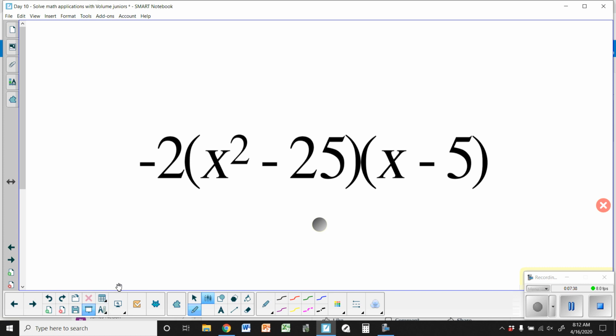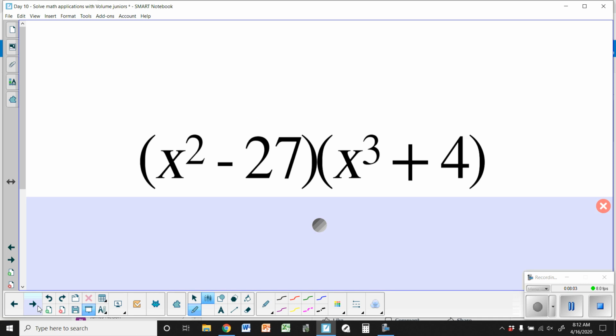3, 2, 1. All right, so this one is difference of squares. So we have x squared minus 25. That we can rewrite as x minus 5 and x plus 5. And then you have this x minus 5 here would still be part of it, and the negative 2 up front would still be part of it. So this was difference of squares. All right, next one.